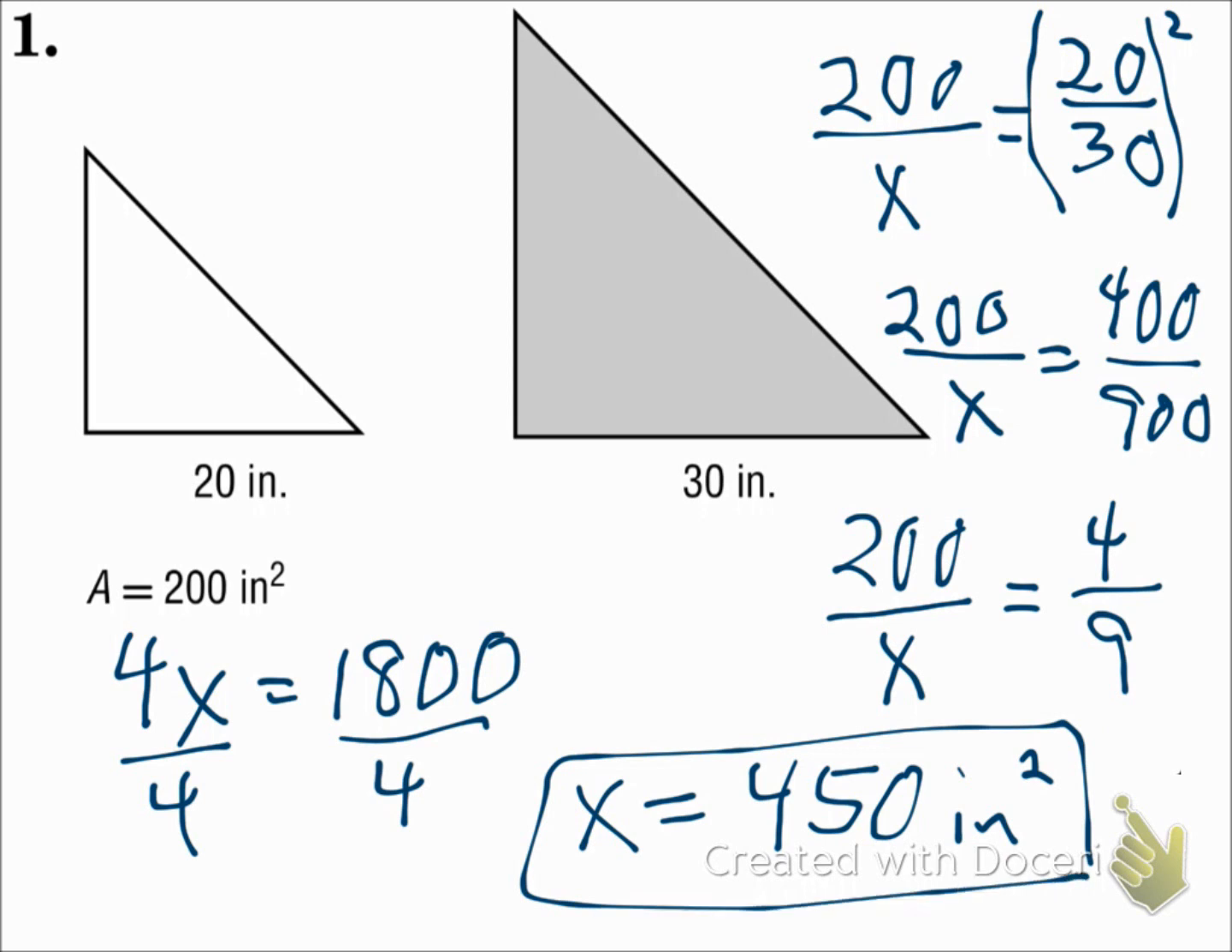So the first fraction will be areas, the second fraction is sides, and you square this fraction with sides to make the dimensions the same.